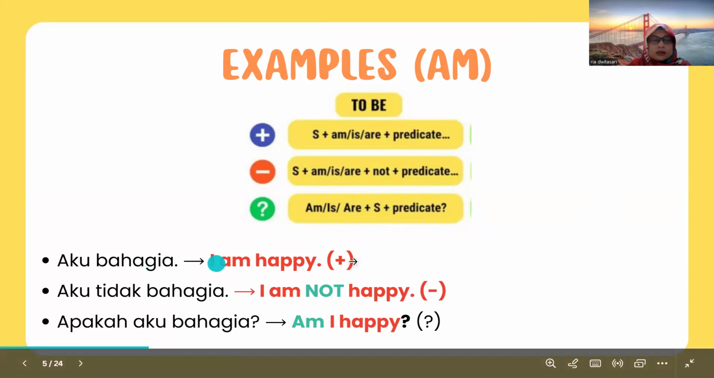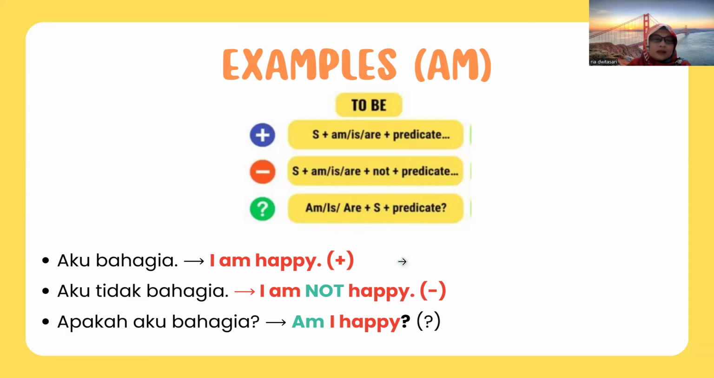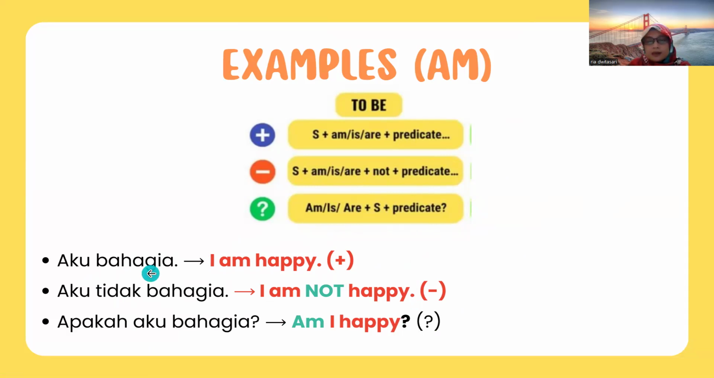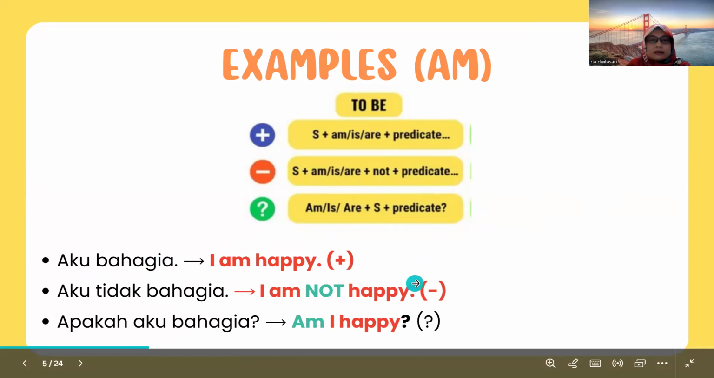Okay, let's work. Can you help me to read this? "Aku bahagia." In English is "I'm happy." And then the negative sentence in English is "I'm not happy." So we just put "not" here in the sentence.